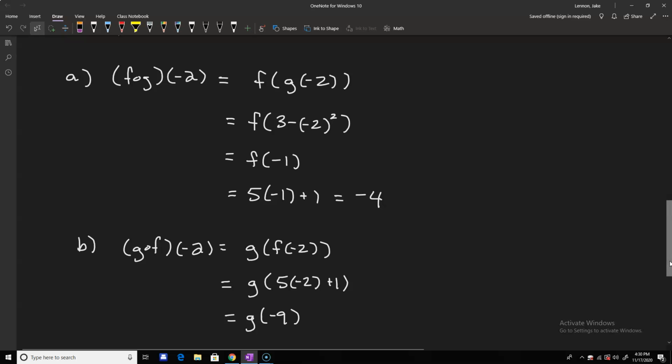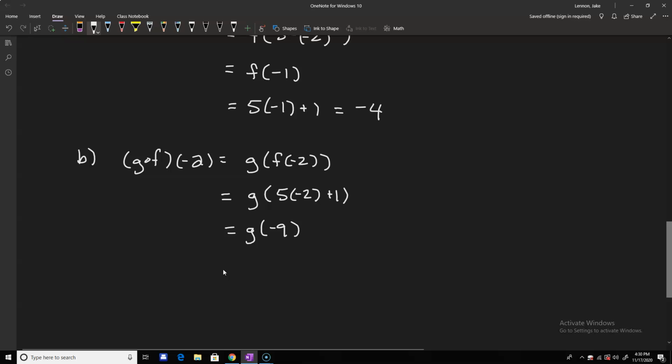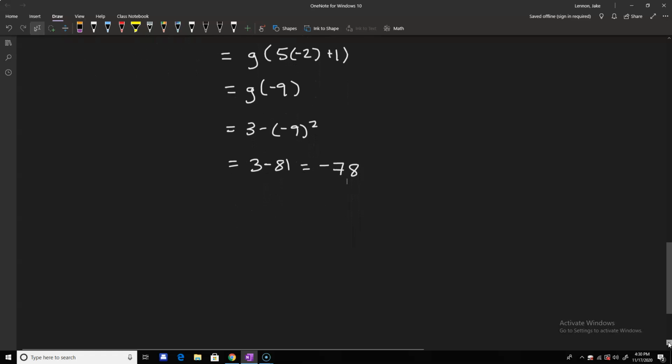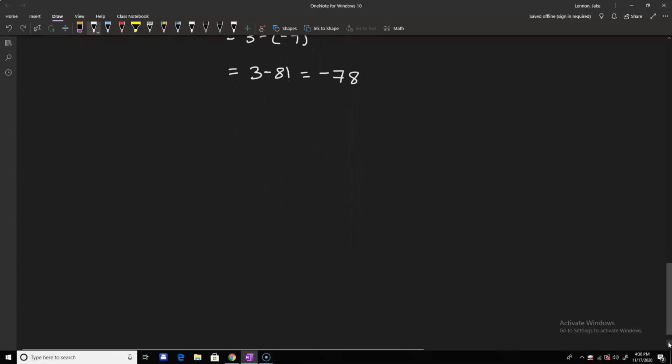And g was 3 minus x squared, so now this is going to be 3 minus negative 9 quantity squared. So that's going to be 3 minus 81, which will give us a result of negative 78 here. So notice again that the compositions are probably not going to be the same when doing them in reverse order. So that's okay. For number 4, let's go ahead and find the vertex and intercepts of a quadratic function.